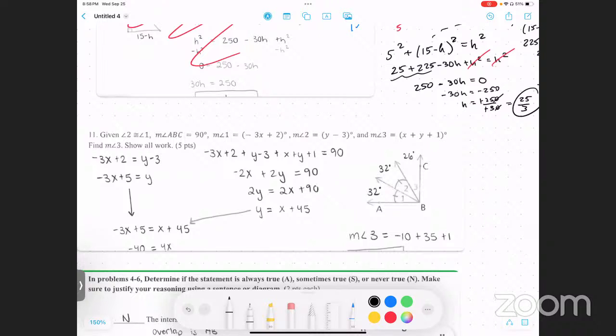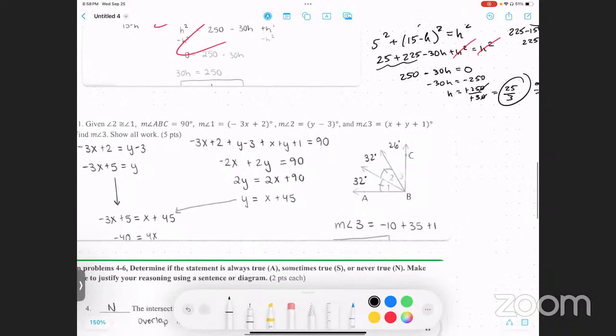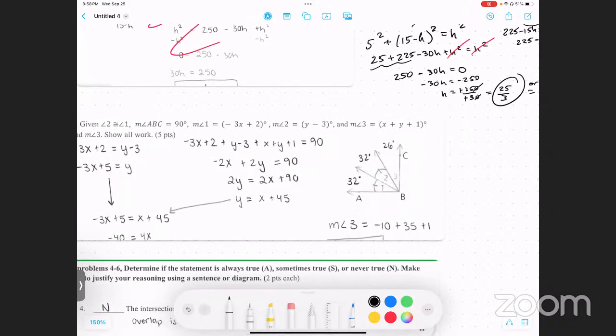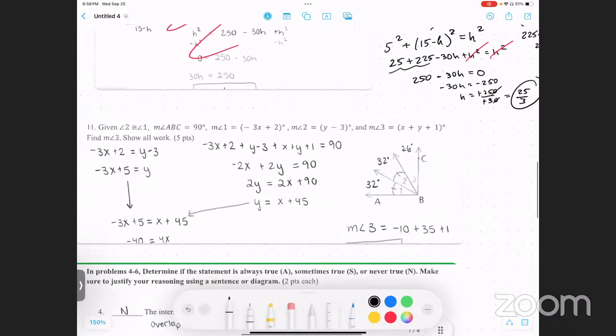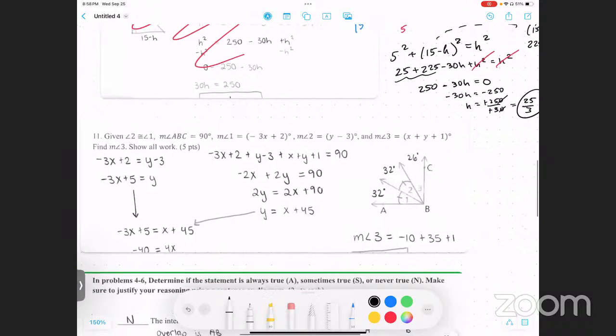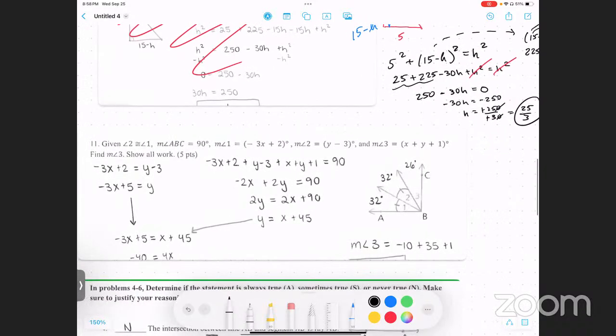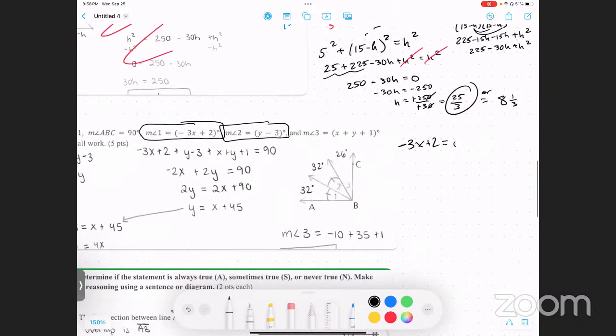Okay, so next says given angle 1 and angle 2 are congruent, the measure of angle ABC is 90. Angle 1 is that expression, angle 2 is that expression, angle 3 is that expression. Find the measure of angle 3. So we know that 1 and 2 are equal to each other, so we first write that equation: negative 3x plus 2 equals y minus 3. That's the first step.